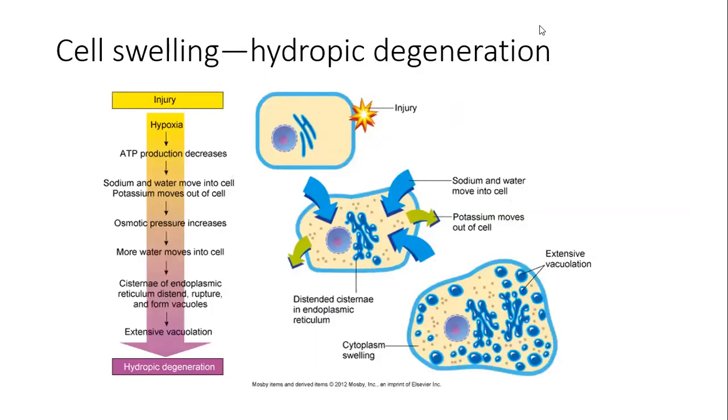So cell swelling, this is an image that depicts cell swelling and hydropic degeneration. So there's an injury, sodium and water move into the cell, potassium moves out of the cell, and then there are all these vacuoles that are formed, and there's swelling of the cytoplasm, and that's what that looks like.